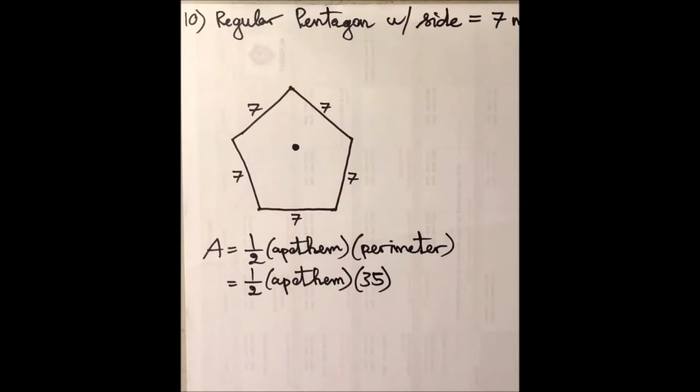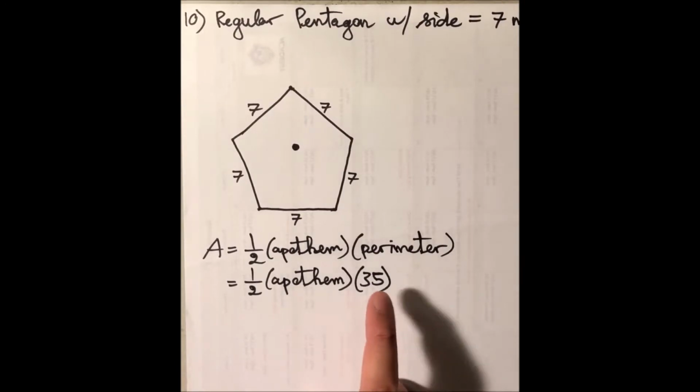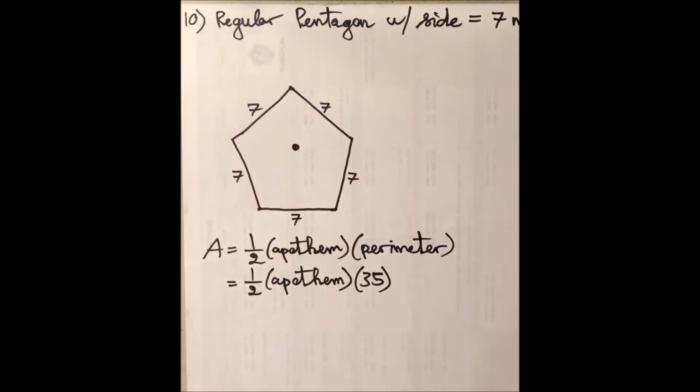Let's go over one more example of finding the area of a regular polygon. In this case, we are given a regular pentagon with the side being 7 meters. Because this is a regular pentagon, we know all sides are the same. So in the formula for the area of a regular polygon, we already know that the perimeter is going to be 35 by adding all sides together. And keep the apothem, keep the 1/2.